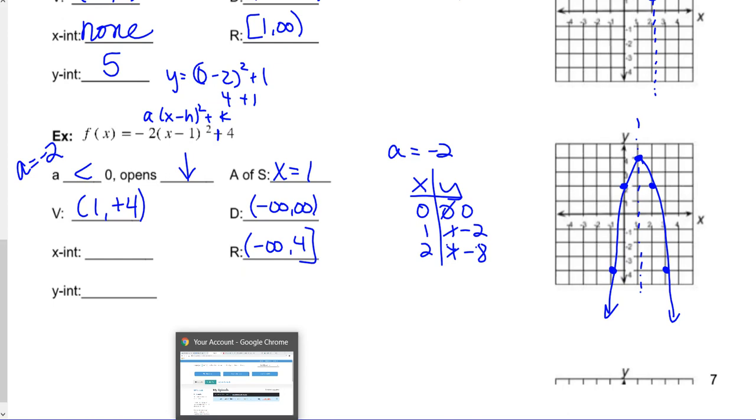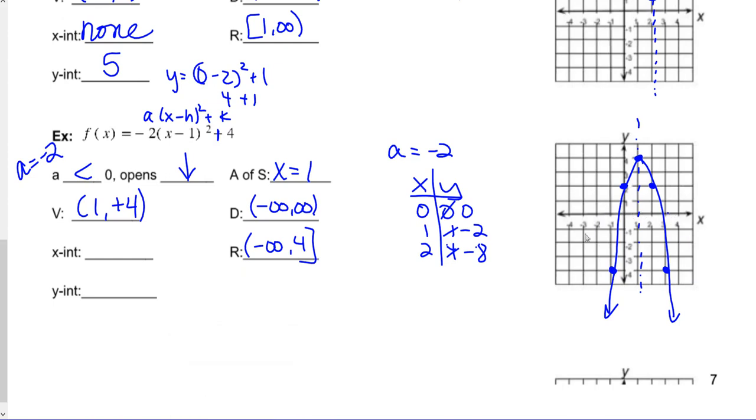Now, do we have any x-intercepts? Most definitely we have x-intercepts, but this time they're not very nice. Do I have a y-intercept? Yes, I have a y-intercept right there at 2. I could go ahead and put that down by my graph. Again, I can let x equal 0.